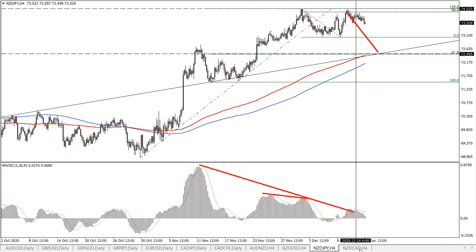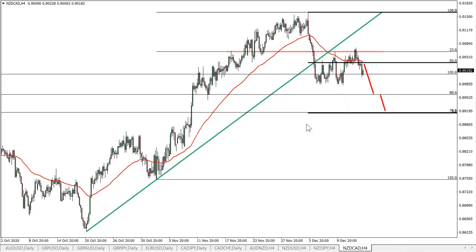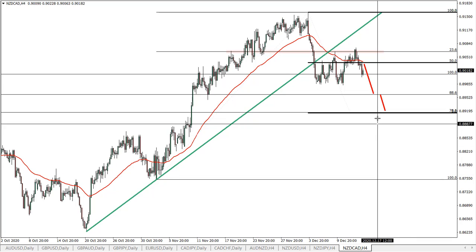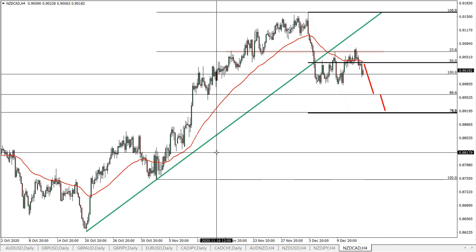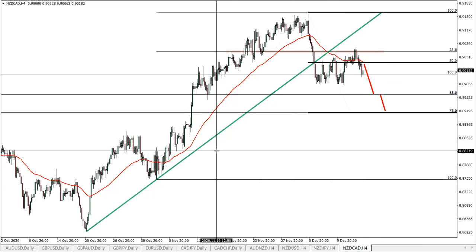And we are getting back now to the analysis that we made today. New Zealand Canadian dollar. So here, same, we expect the short-term price decline. It's not a trend reversal at this point, but just a correction, and it could be 100 pip drop in price during this or next week.